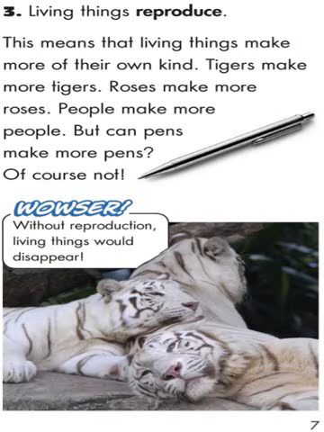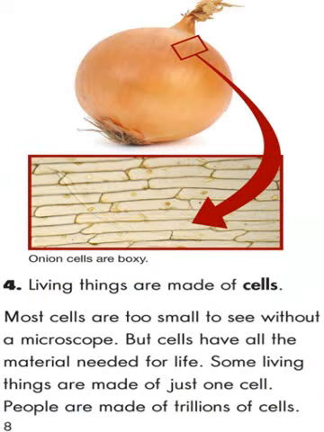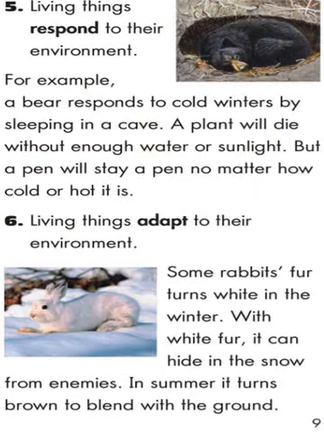Of course not. Number 4, living things are made of cells. Most cells are too small to see without a microscope, but cells have all the material needed for life. Some living things are made of just 1 cell. People are made of trillions of cells. Number 5, living things respond to their environment. For example, a bear responds to cold winters by sleeping in a cave. A plant will die without enough water or sunlight, but a pen will stay a pen no matter how cold or hot it is.